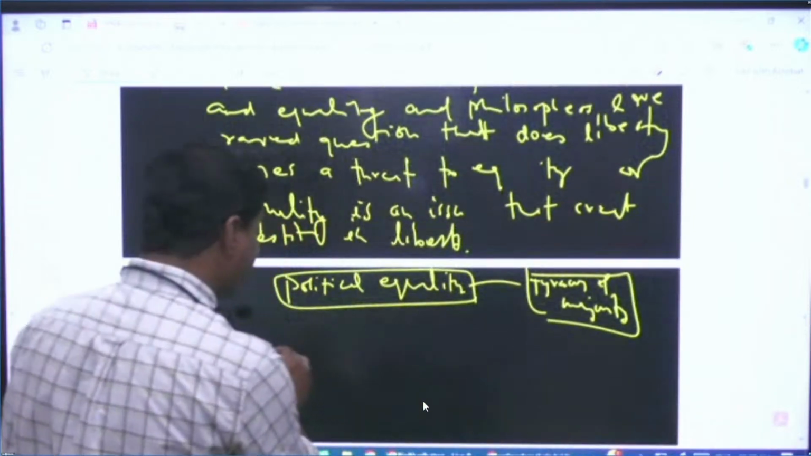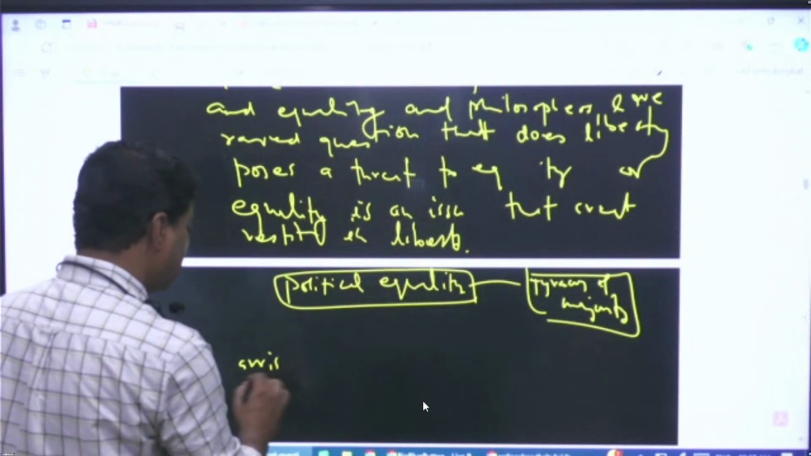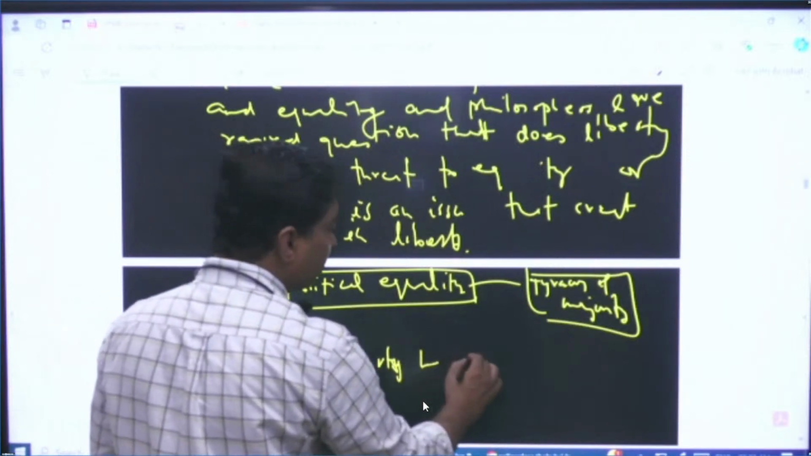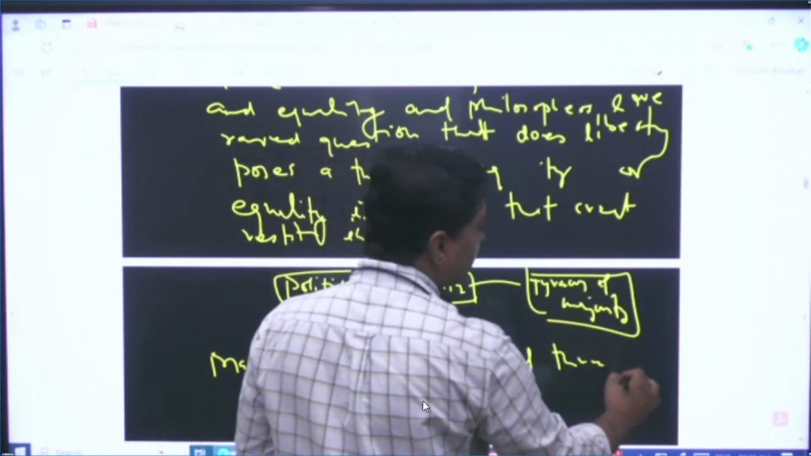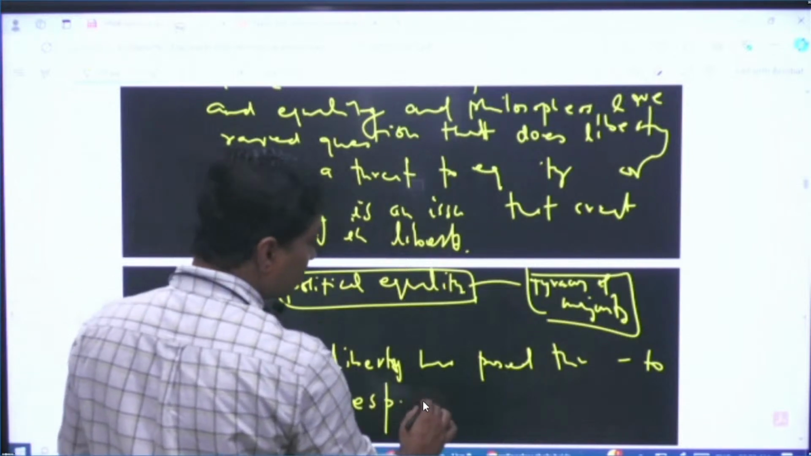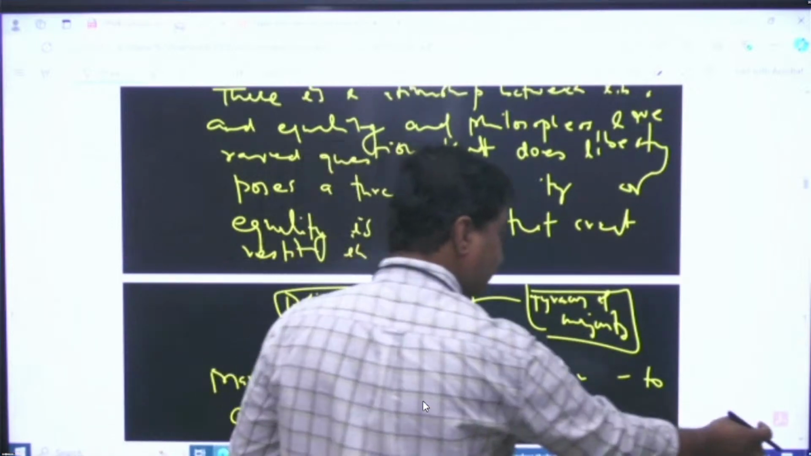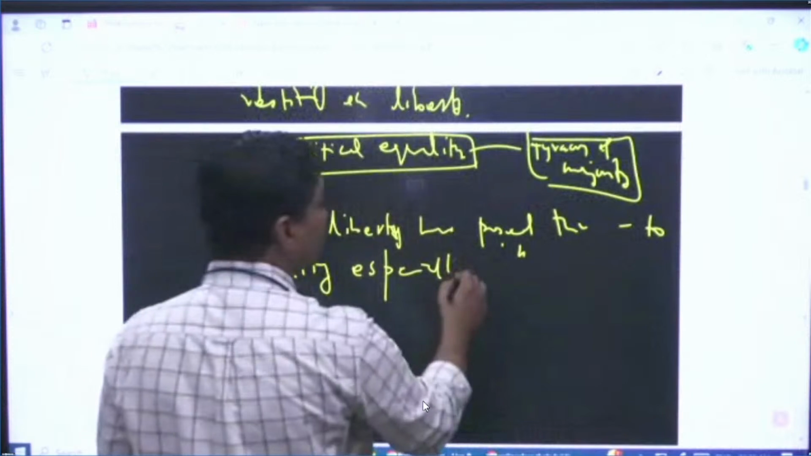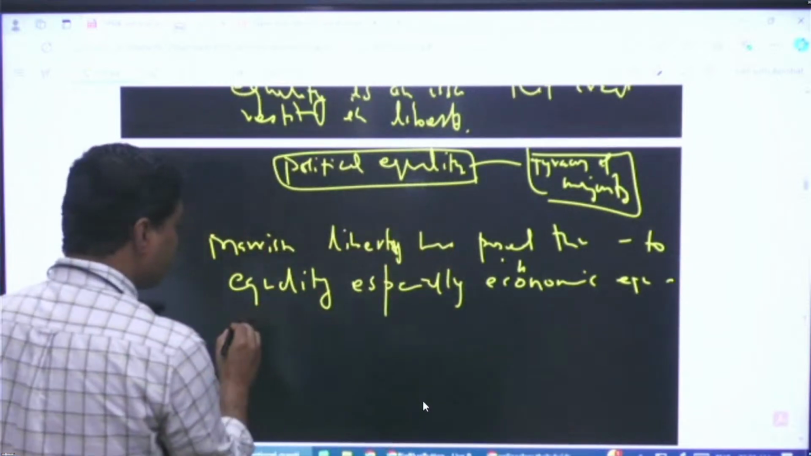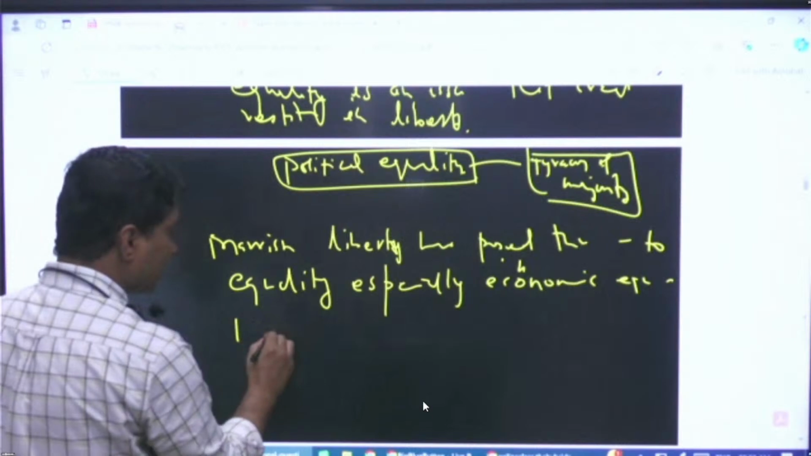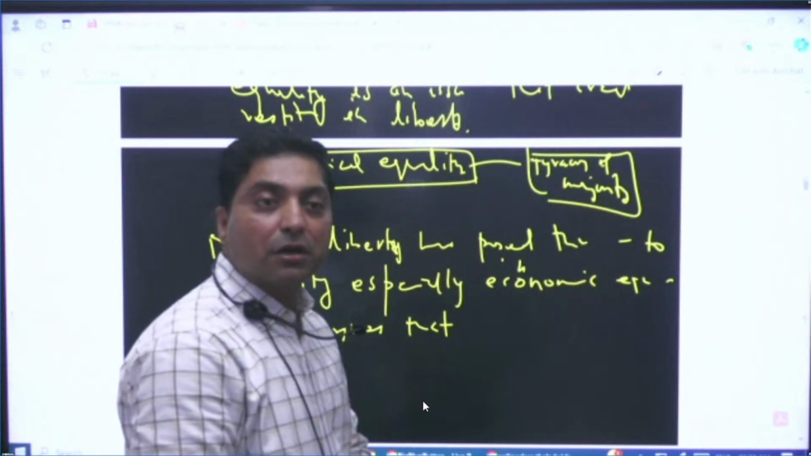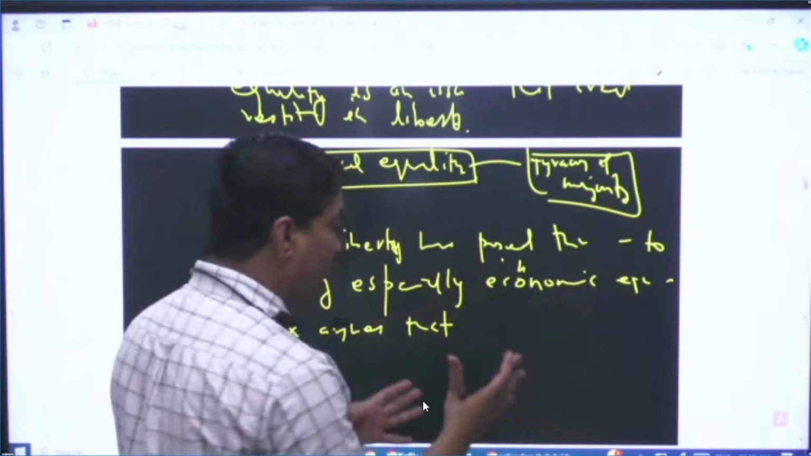On the other hand, Marxism argued that liberty has posed a threat to equality, especially economic equality. Now, Marx argues that liberty in capitalism has produced inequality between the bourgeoisie and the workers.